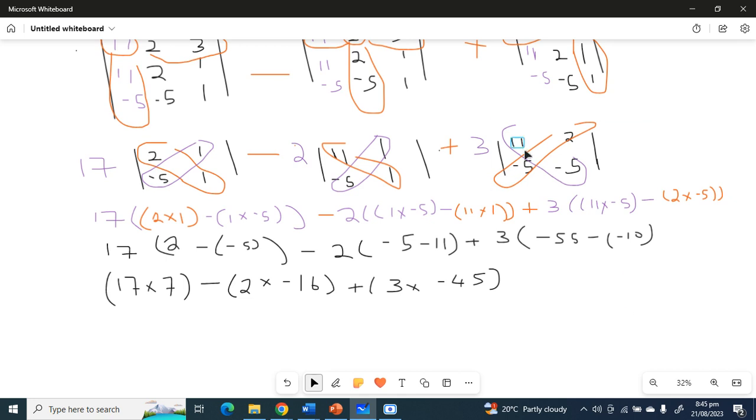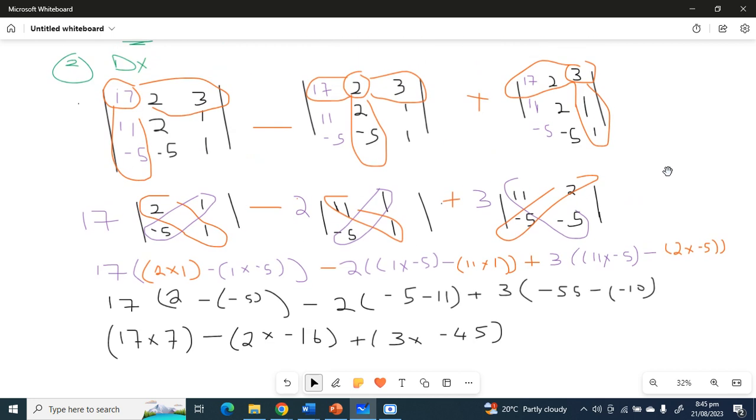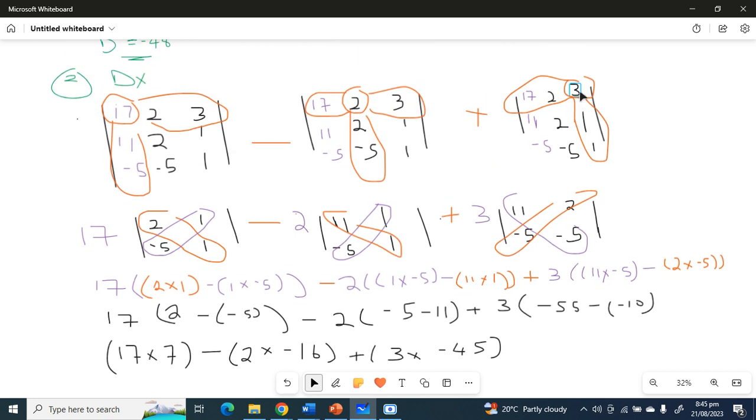This column here, this one which I'm on? 11 times negative 5 and 2 times negative 10. And if you see where it came from, it's here. When we circled these three and circled these other numbers, we remain with 11, 2, negative 5, negative 5.